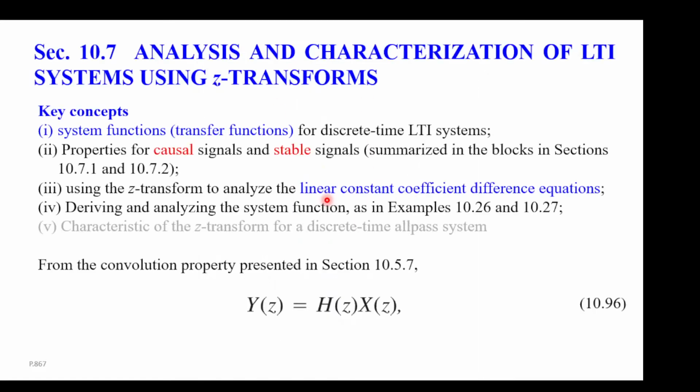And then we go to this next topic of more analysis of LTI systems using the Z transform. Basically what we are doing is we use the convolution property, and we see that the Z transform of the output equals the Z transform of the impulse response times the Z transform of the input. And then this Z transform of the impulse response, just like before, we call the system function.